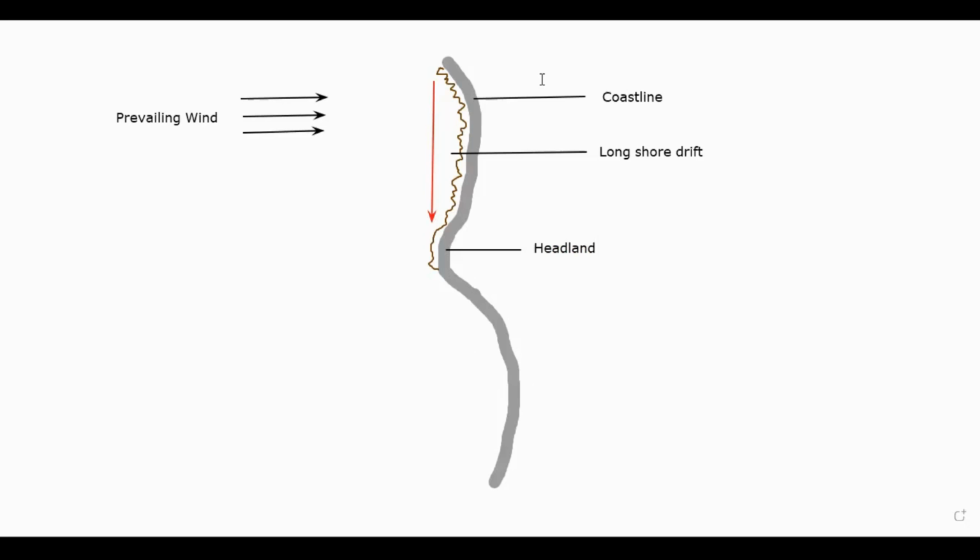So this here is our spit. Now to show how the curve or the hook is formed, we need to include our change in wind or wave direction. So get our arrow again.